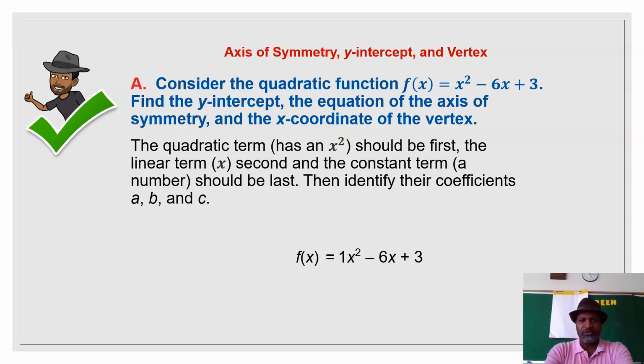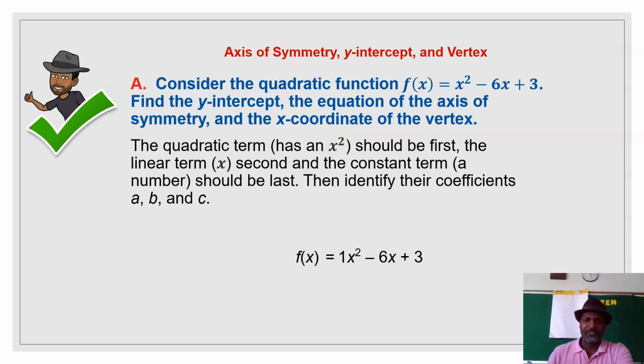So the quadratic term should have an x squared in it. That should be first. The linear term has an x in it, and that should come second. And a constant term, which should just be a number, should be the third or last item. Then you can identify the coefficients a, b, and c.